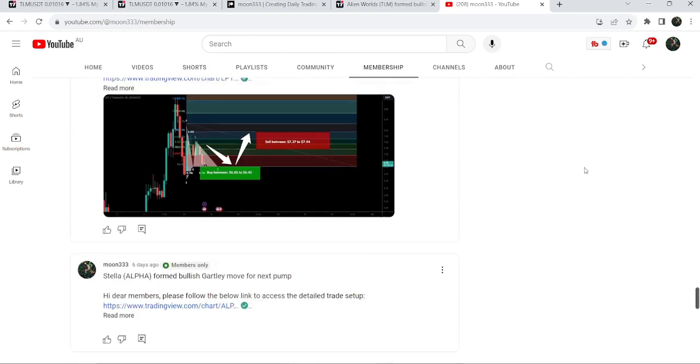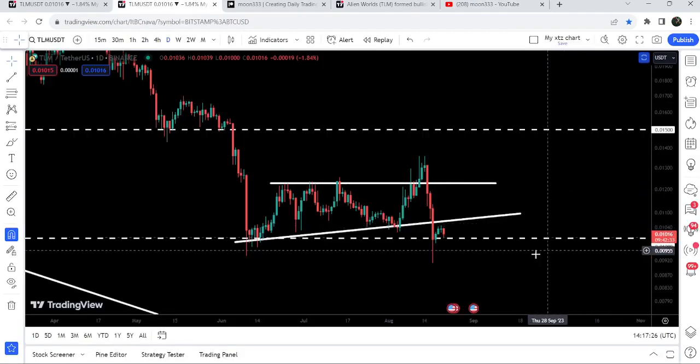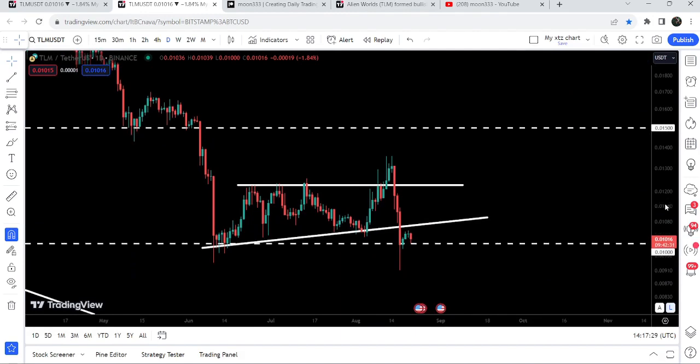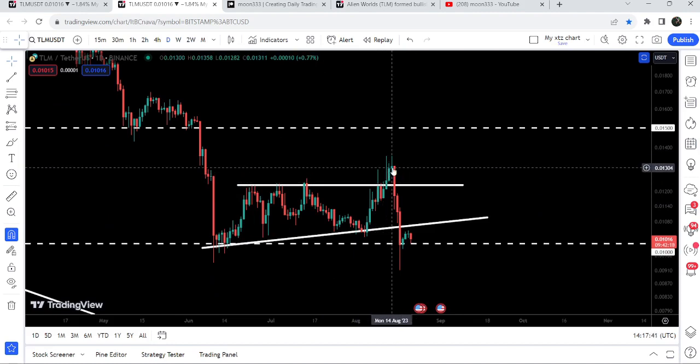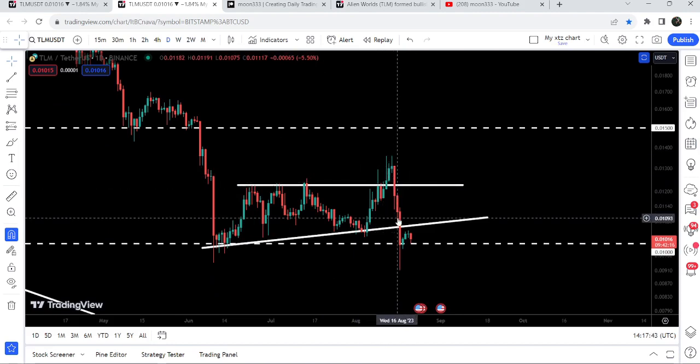Now, let me take you to the live chart of TLM. First of all, I would like to show you this daily time frame chart, and you can see that it is moving inside this rising wedge pattern since after 11th of June, after this drop. And you can see that the price then could not break out this resistance for several days. And here we had a fake out, but after a fake out, the price then dropped down, and it has now recently broken down the support of this rising wedge pattern.